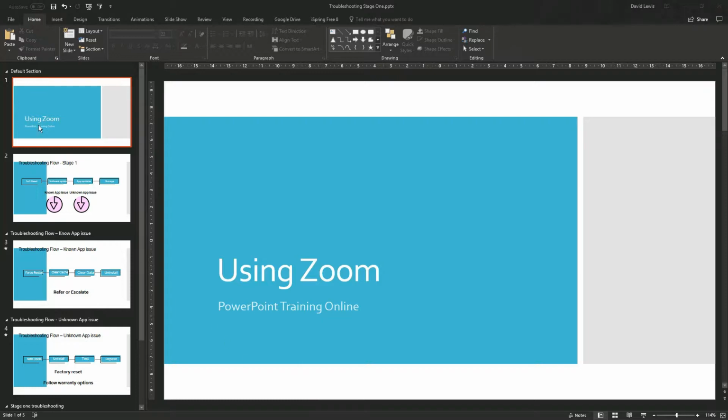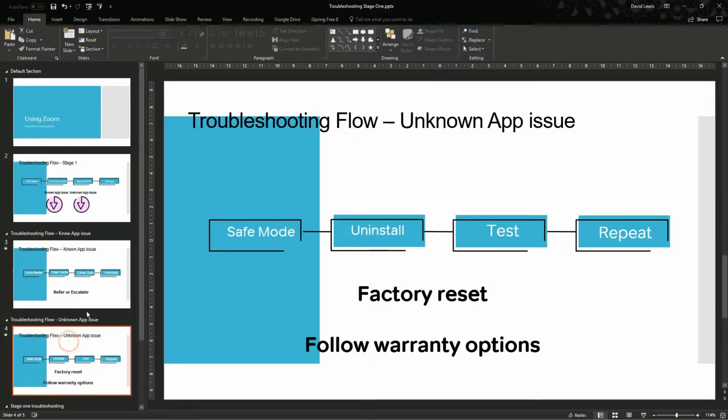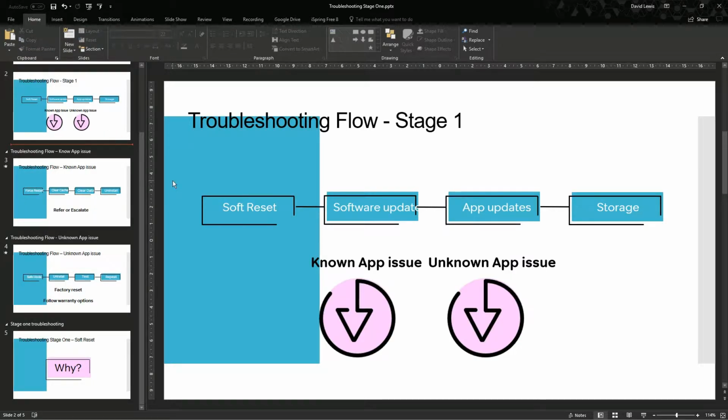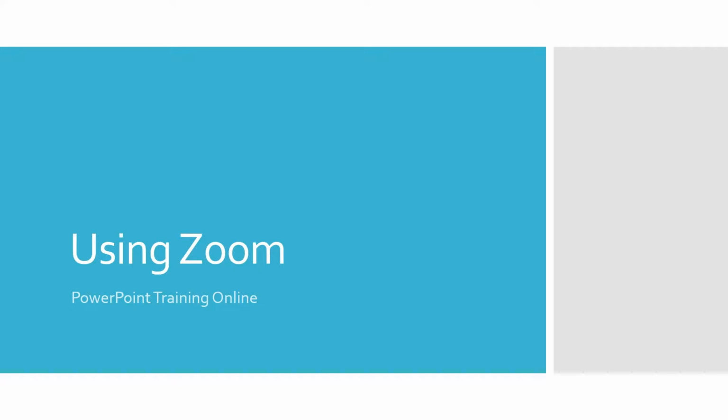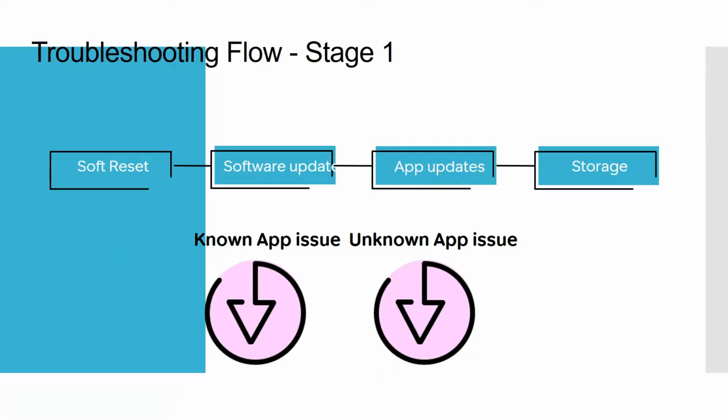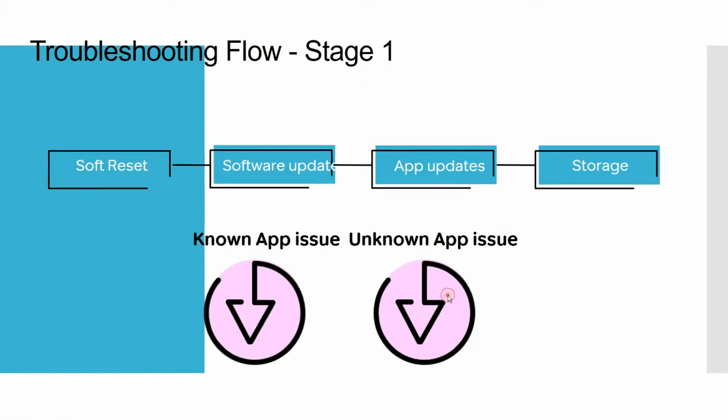Okay, so I've got my presentation open, and I've created a few slides. If I want to go into presentation mode, I press F5 as usual. I've got my first slide open, which I was writing at the time, a presentation on troubleshooting flow and how to troubleshoot a mobile device. What I wanted was to be able to go down certain routes. So for instance, my first four options here were stage one: software reset, software update, app updates and storage. The next option I wanted to leave to the audience to choose. There were two issues: a known app issue and an unknown app issue. Let's say I want to go on to the unknown app issue first.